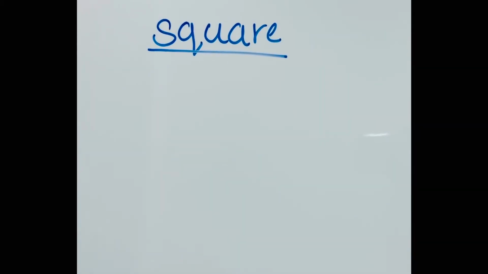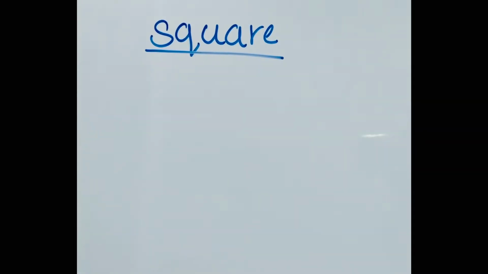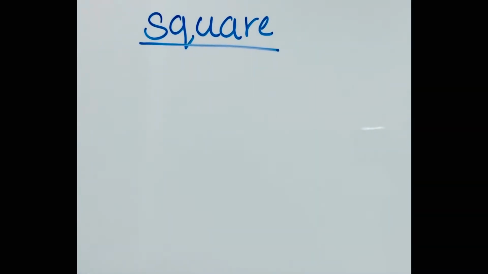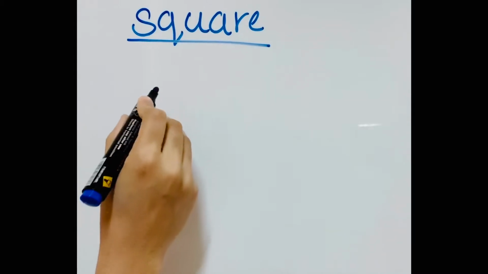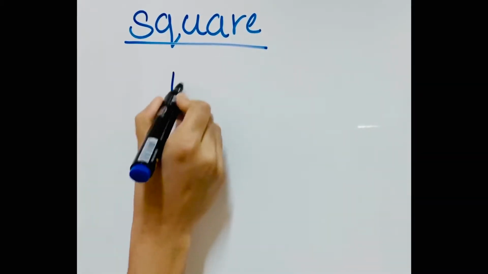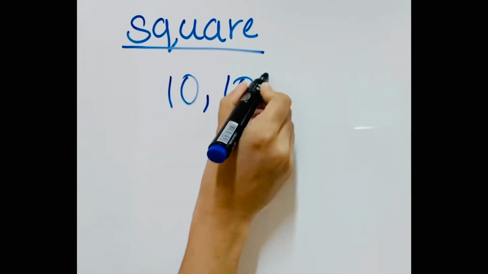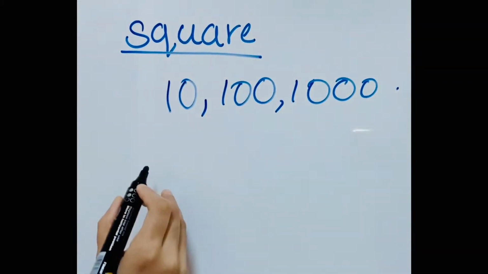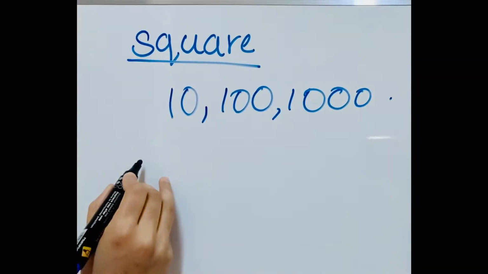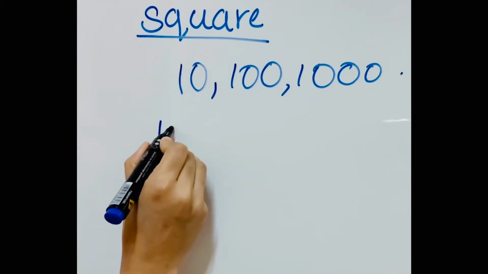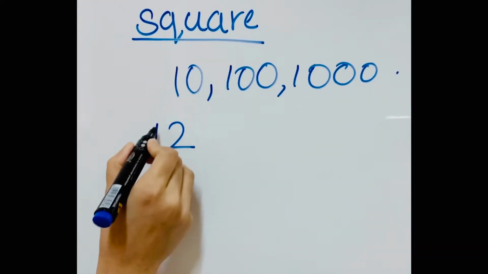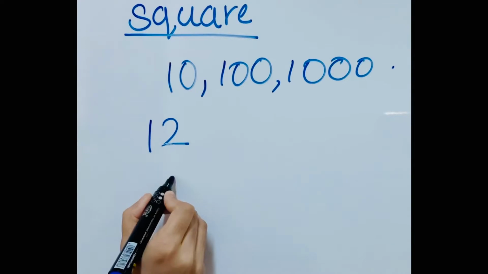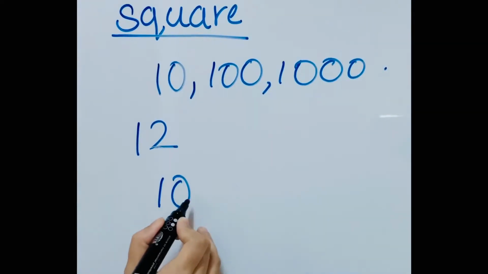In this class, we will discuss how we can find the square of a number easily. For that, we want to set the bases. Bases we are taking are 10, 100, 1000, like that. First we check the square of an easy number, just 12. Here it is very near to 10, so we can take the base as 10.